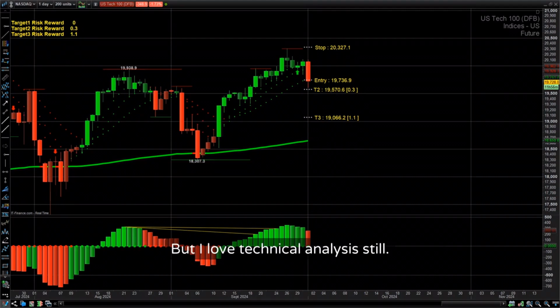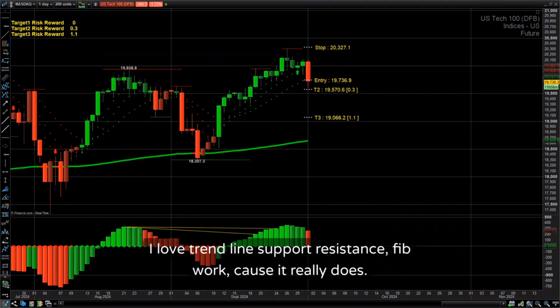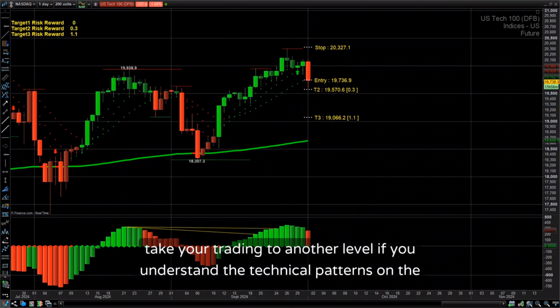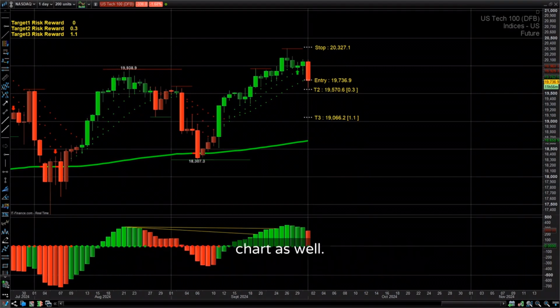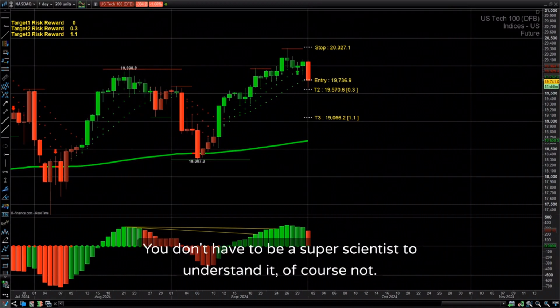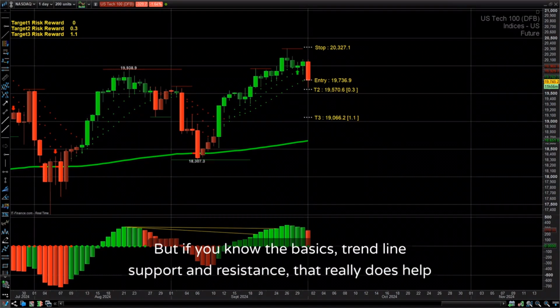But I love technical analysis still. I love charting. I love trend line, support, resistance, fib work, because it really does take your trading to another level if you understand the technical patterns on a chart as well. You don't have to be a super scientist to understand it, of course not, but if you know the basics, trend line, support and resistance, that really does help with your trading.